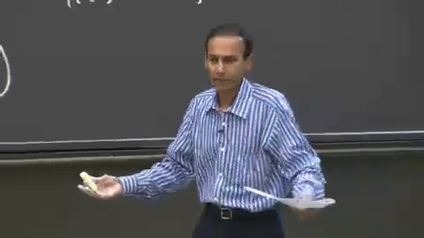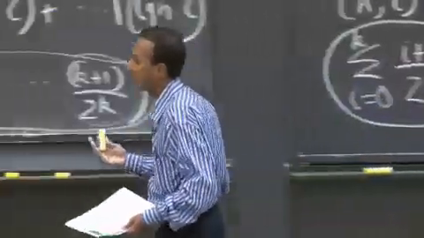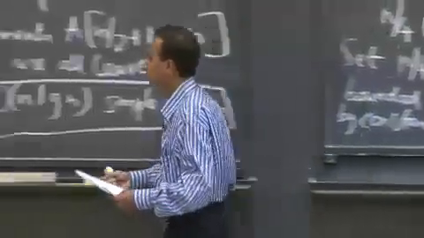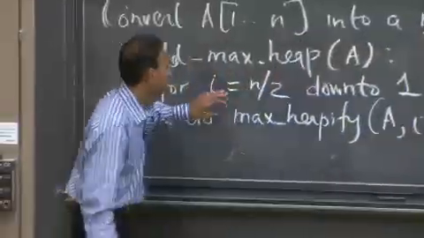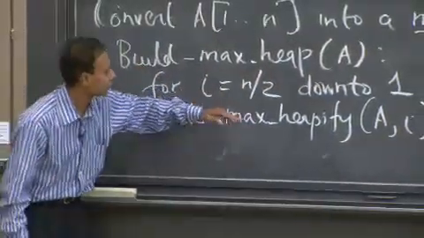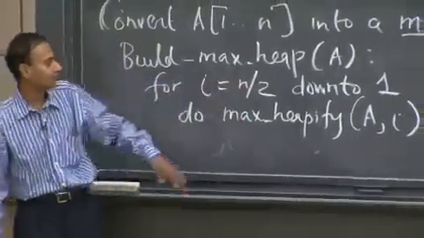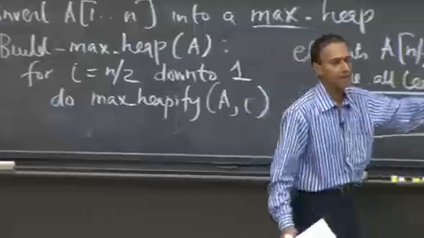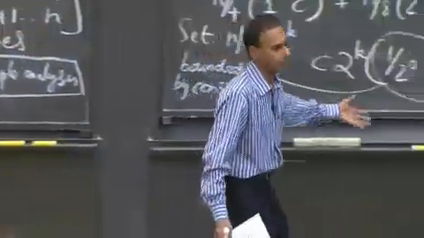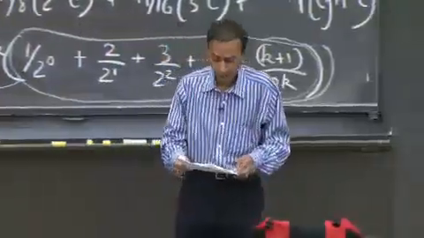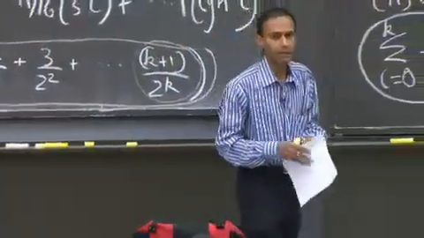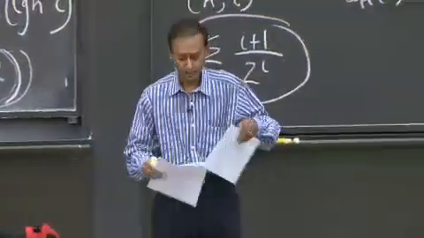It doesn't always happen. But that tells you that you have to take some care in doing your analysis, because what really happened here was you did a rudimentary analysis. You said this was order log n, big O log n, and you said this was theta n, and you ended up with this. But in reality, it's actually a faster algorithm. So that's the good news. Build max heap can be done in order n time.